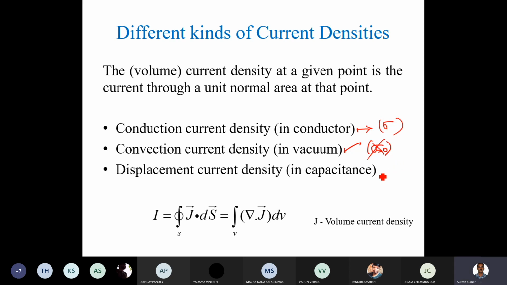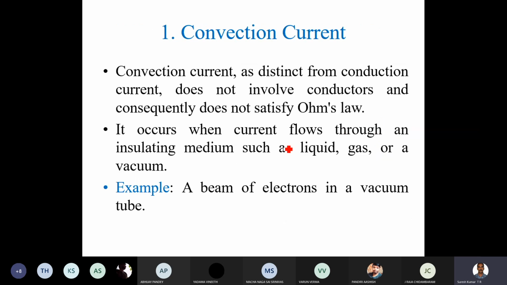Finally, the displacement current, which you are already aware of, is the current flowing through a capacitor, or the current due to a changing electric field. That we will discuss toward the end of this subject. So our focus now will be mostly on the conduction current, but we will start with the convection current. The convection current is the current flowing through vacuum. It doesn't require a conductor.